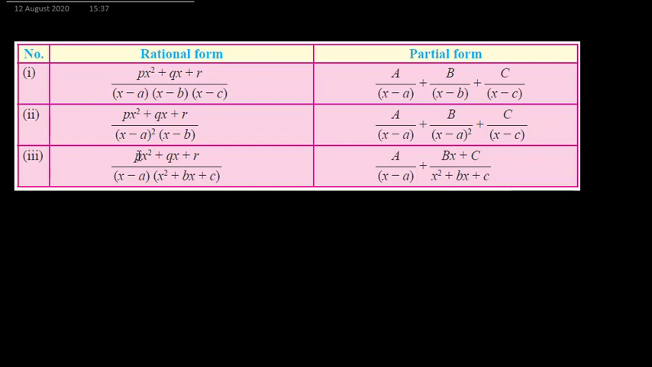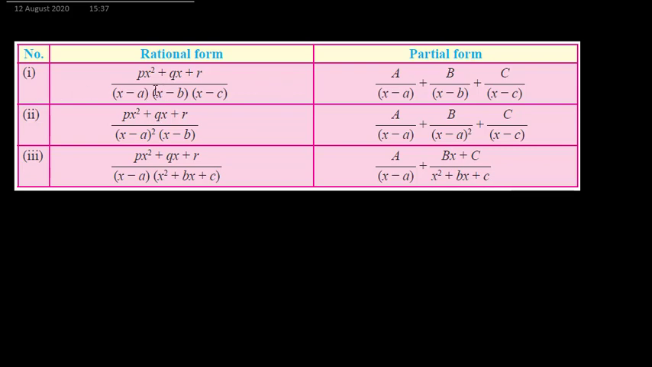Now, the proper rational functions, we can use partial fractions to split them as shown here. First, when we have the denominator as linear factors like x minus a, x minus b, x minus c, provided the degree of numerator is less than the degree of denominator, then I can express this rational form as A upon x minus a plus B upon x minus b plus C upon x minus c, where A, B and C are some constants.